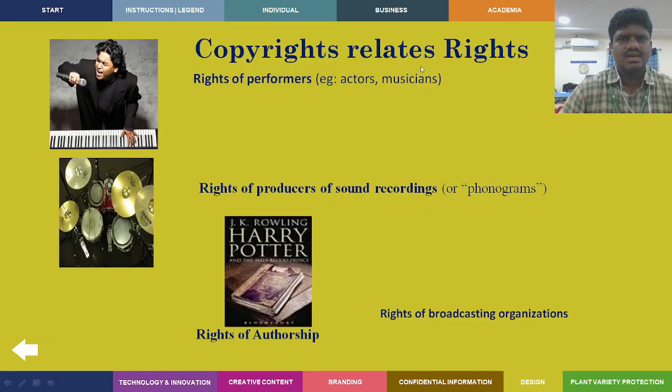Copyrights relate to rights of performers. So A.R. Rahman has the right. They filed some rights on the copyright for his performance in other countries, and rights of producers of sound recordings. If any unique sound that they produce, they can file the copyright, and right of authorship. Then rights of broadcasting organizations like TV, FM, radios. So they have some rights.